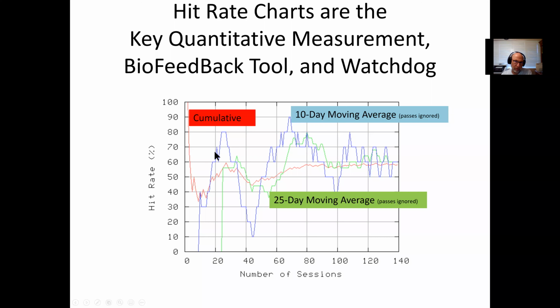The blue curve is the 10-day moving average. It's the last 10 predictions, ignoring passes. So notice it always ends off at even tens, 70%, 60%, 80%, 60%. This person went down to 10% at 40. This is sort of what I mean by watchdog and biofeedback tool. This is the big thing that all of us, the viewers, the managers, fear the most.